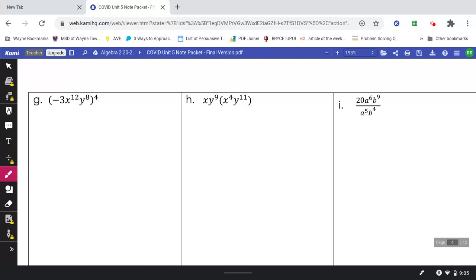Hopefully you got a chance to try that. We'll start with part G. This is another raising a power to a power, so we're going to do -3 to the 4th power. And I'm going to keep that in a parenthesis. It's really important with a negative there. And then you're going to multiply -3 times -3 times -3 times -3.